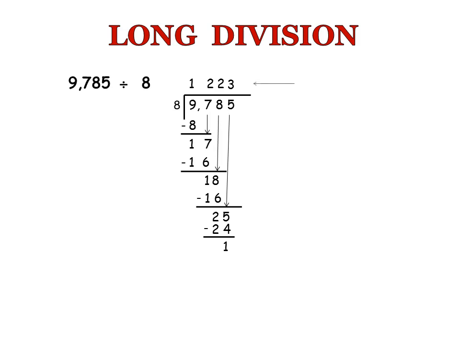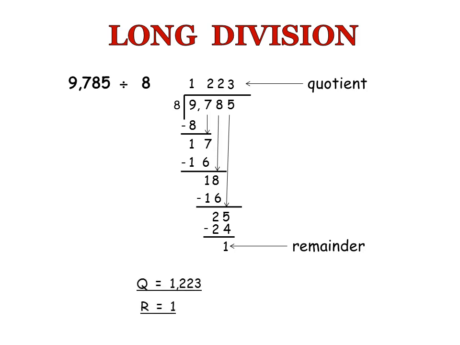So you got your quotient, which is 1223, and remainder is 1. So how will you write the answer? I said two answers, remember? Q and R. So Q is 1223 and R is 1.